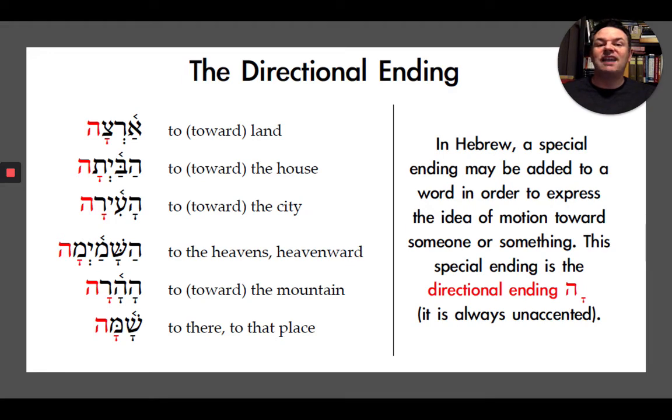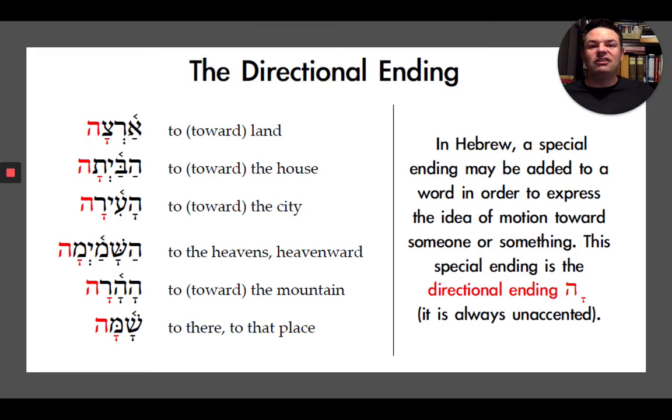And by putting this directional ending, this qamets hey at the end of a word, it can mean direction to or toward that place. So the word land, eretz, if you put the directive hey, or the directional ending on the end of it, you've got artsa, and it means to a land, right? To a land, like to that place, to that land. So you've got the word there at the very end, the last one of these, the word sham, a very, very generic word, right? It just means there.